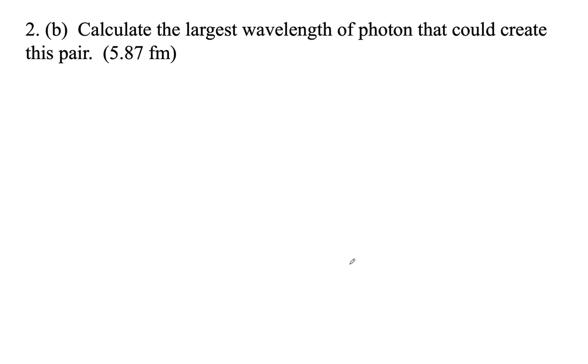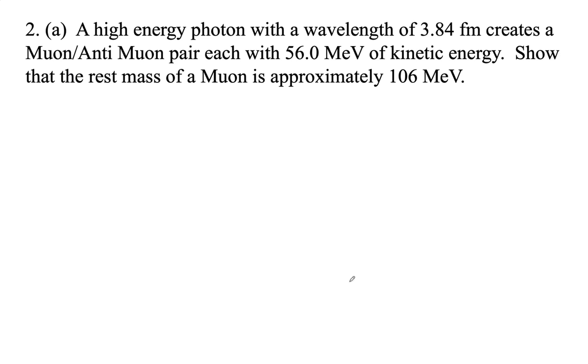Okay, so calculate the largest wavelength of photon that could create this pair. This pair is referring to the muon, right, with this energy, 106 MeV? Now notice that we got some answer like 105.86 or something like that. Let me look at it. 105.865 or something like that, right?